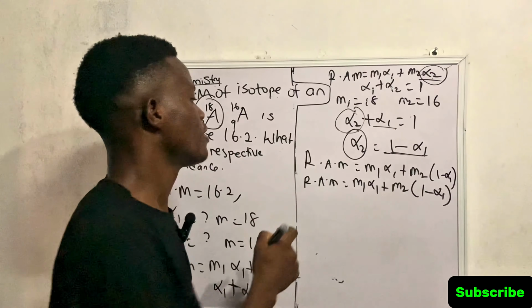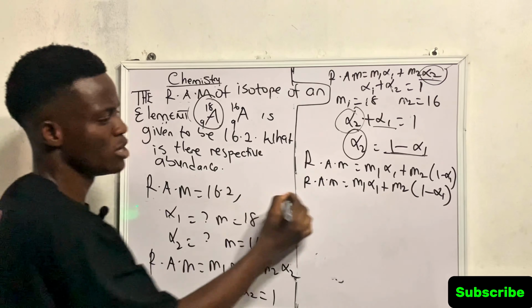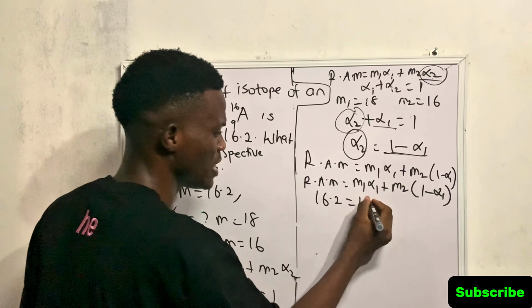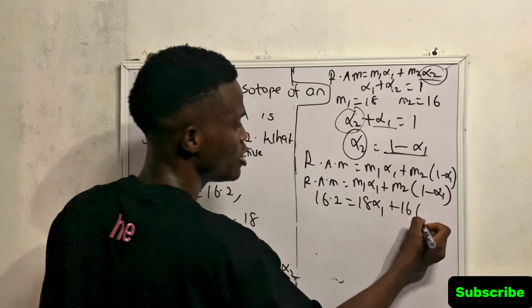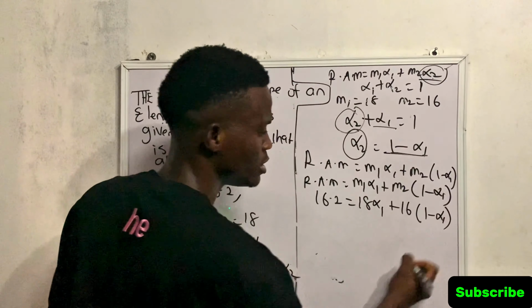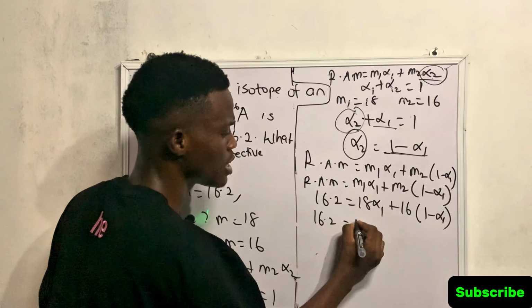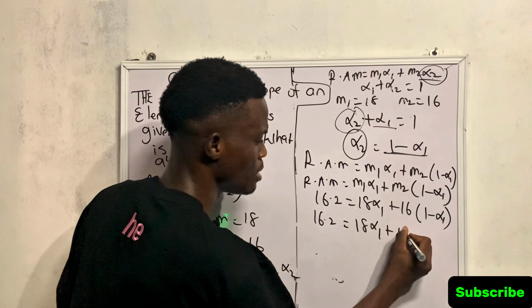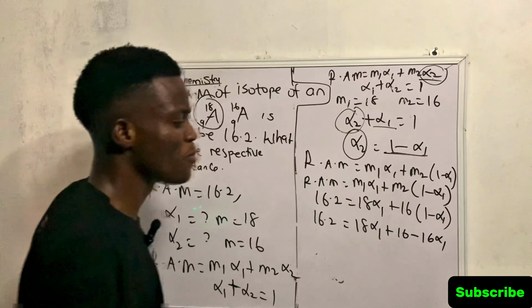Are you getting my points now? Now we are given the RAM to be 16.2. That means I have 16.2 is equal to, my mass 1 is 18 alpha 1 plus, my mass 2 is 16, so 1 minus alpha 1. Again, I will have 16.2 is equal to 18 alpha 1 plus 16 times 1, which is 16, minus 16 times alpha 1, which is 16 alpha 1.